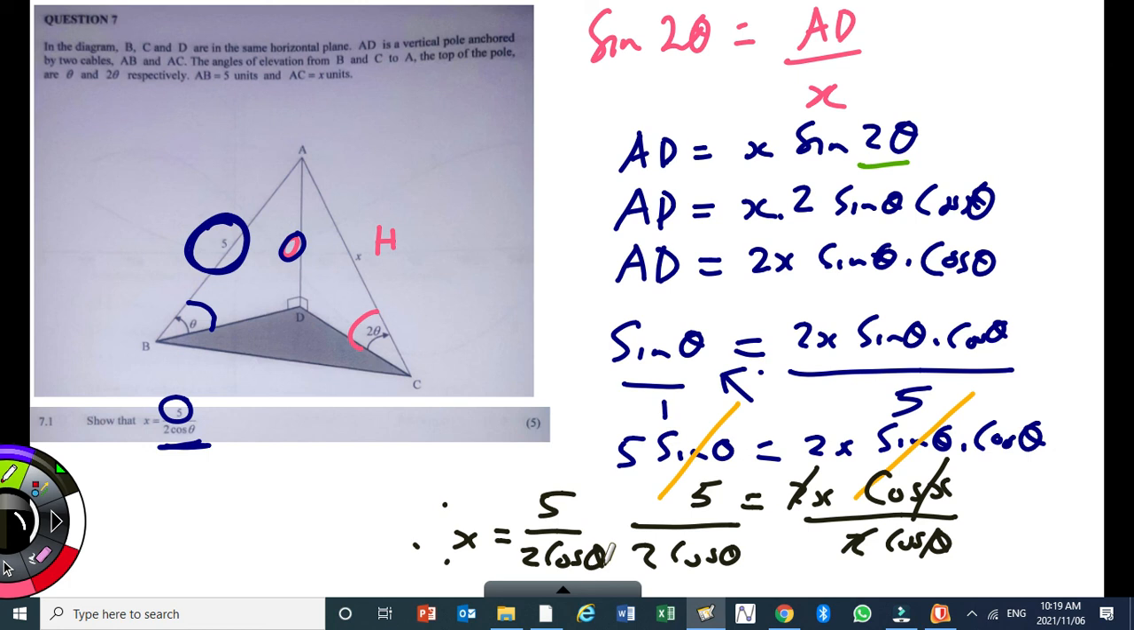Is there anybody who has got any question? Are you following what I did? I just used trig ratios and double angle.